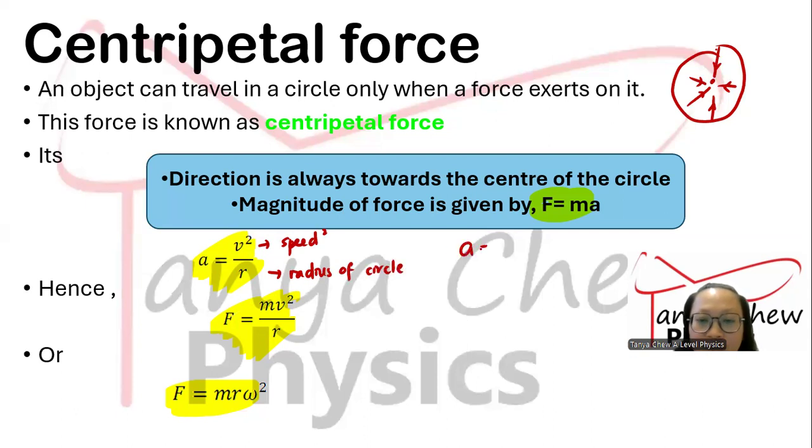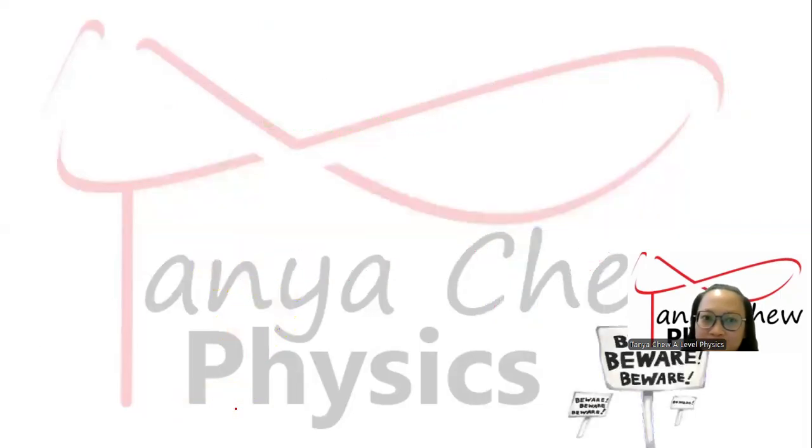And centripetal acceleration can also be calculated by r omega squared. So this r represents the radius of the circle. Omega represents angular speed. All you need to do is just to square it. a represents acceleration, and m represents the mass. These are all the equations that you have to memorize. So if you face any difficulties, just comment below.